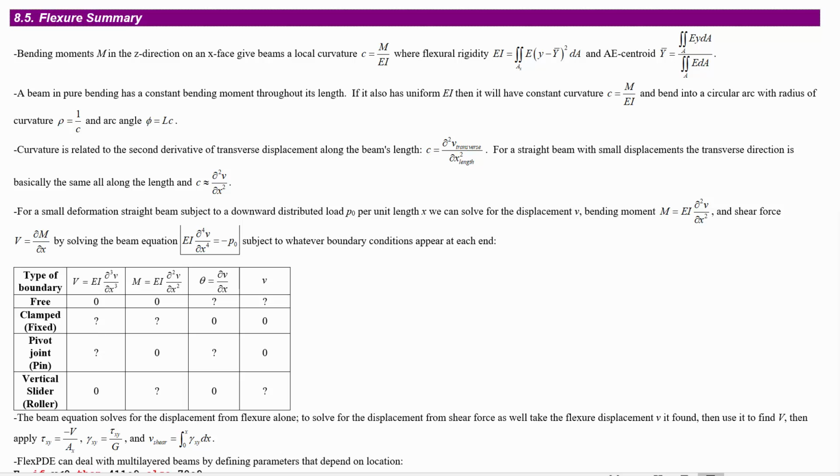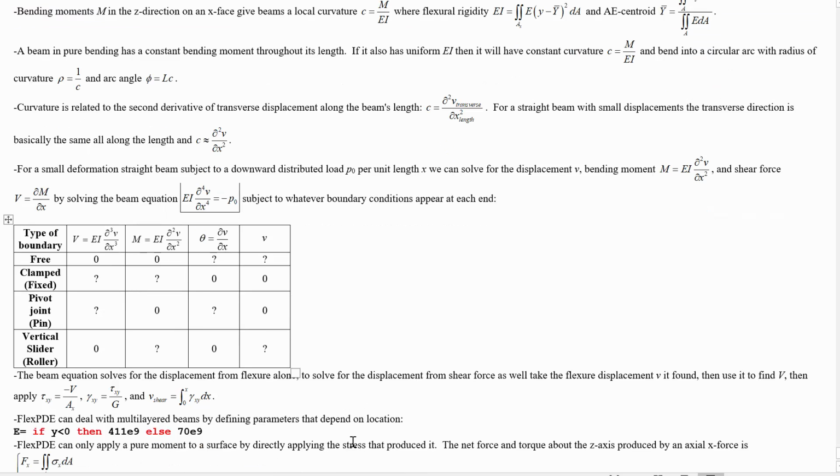So this is an example of how you would use the boundary conditions and the beam equation to be able to solve for the displacement, and therefore the angle that it has at every point along the length, the internal moment, and the internal shear force.